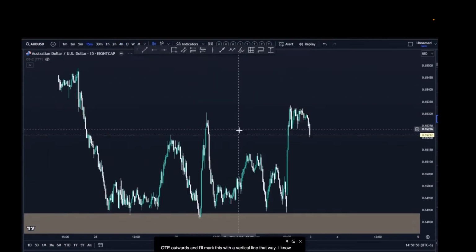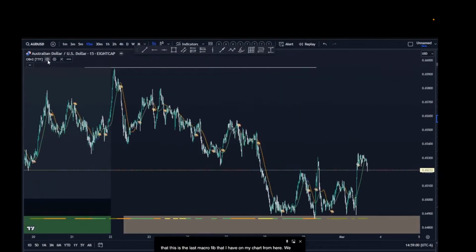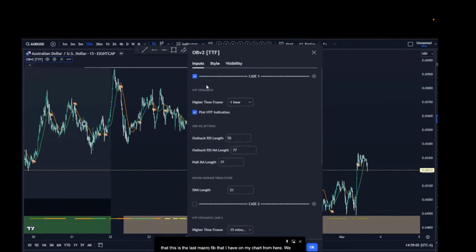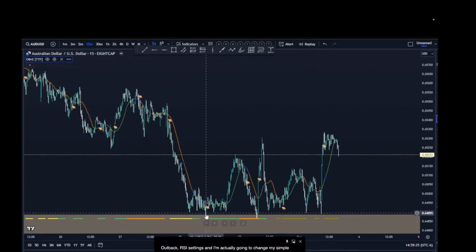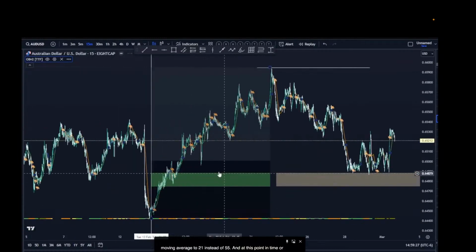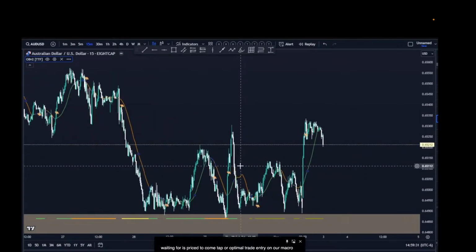From here, we now go to Outback. So we turn on Outback, and we're trading this on the 15-minute time frame. I'll put on case 1, I'll put the higher time frame on the 1 hour. I'll keep the same Outback RSI settings, and I'm actually going to change my simple moving average to 21 instead of 55. And at this point in time, all we're waiting for is price to come tap our optimal trade entry on our macro fib, and then print an Outback signal.